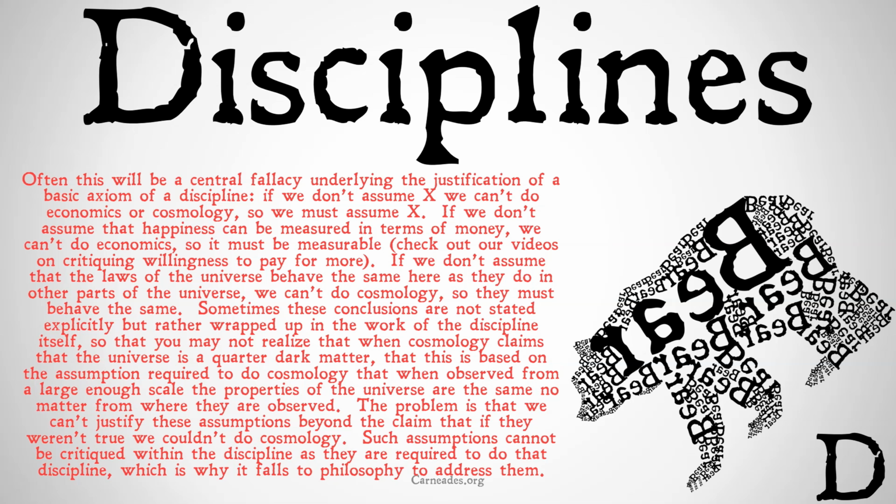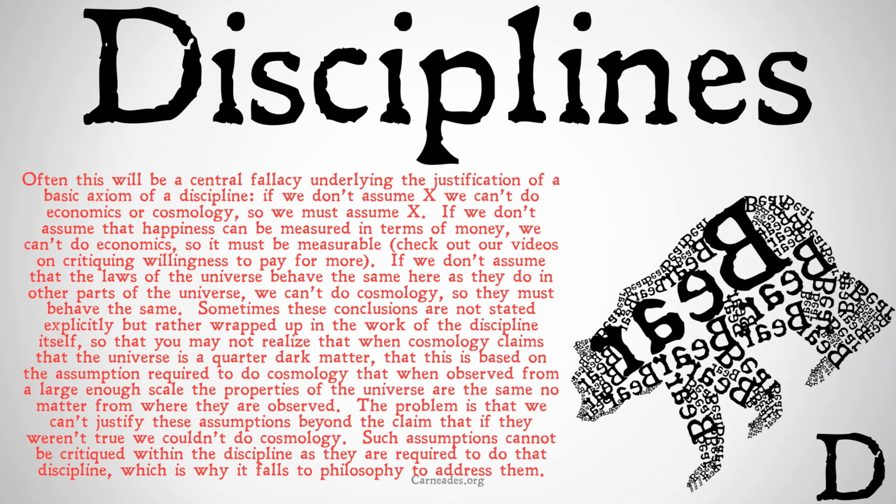Sometimes these conclusions are not stated explicitly, but rather wrapped up in the work of the discipline itself, so that you may not realize that when cosmology claims that the universe is a quarter dark matter, or something like that, that is based on the assumptions that are required to do cosmology, that when observed from a large enough scale, the properties of the universe are the same no matter from where they are observed. Essentially, that the rules that apply here apply everywhere.